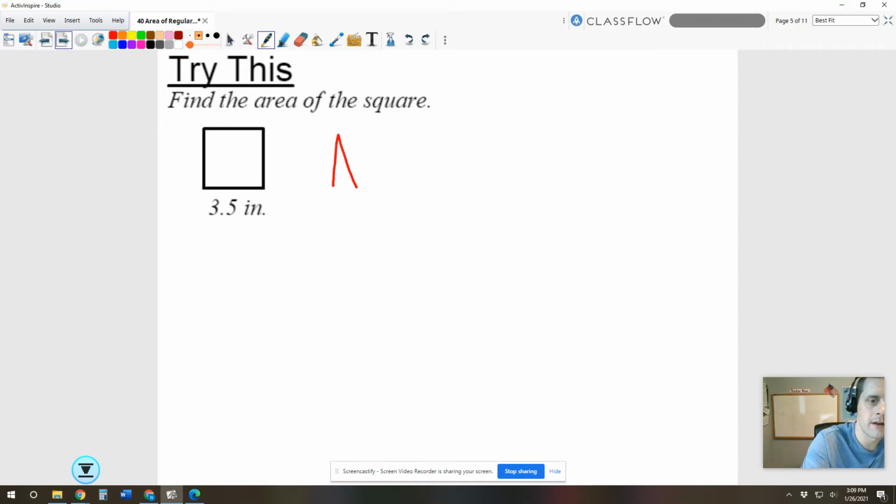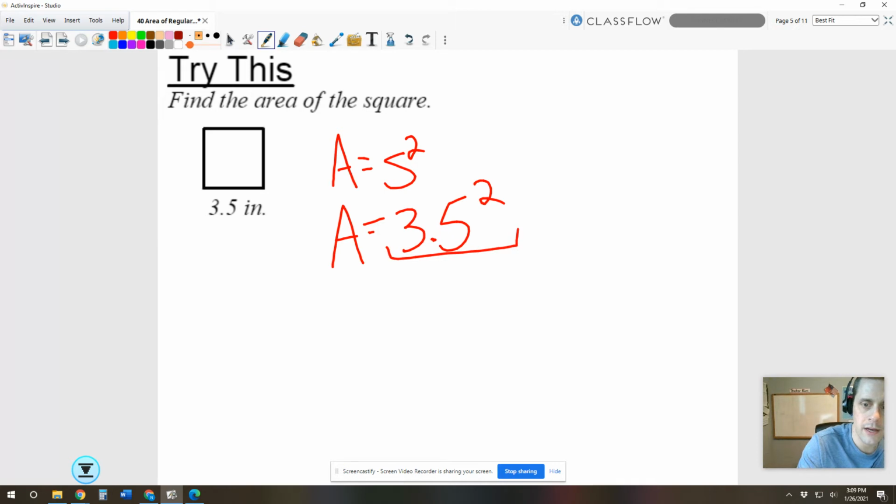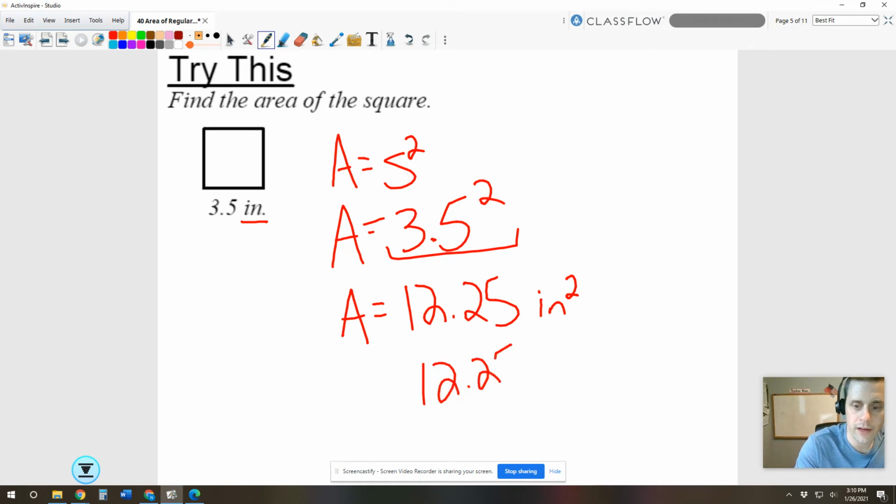I'm going to start with my formula. It is a square, so we're going to use area equals side length to the second power. The area is unknown, so I keep the A. I'm going to plug in 3.5 for the side length to the second power. And now we are evaluating 3.5 to the second power. You should get 12.25, and then we're going to properly label this. Originally, we were measuring in inches, so these are square inches. Or you could also write 12.25 in². Okay?